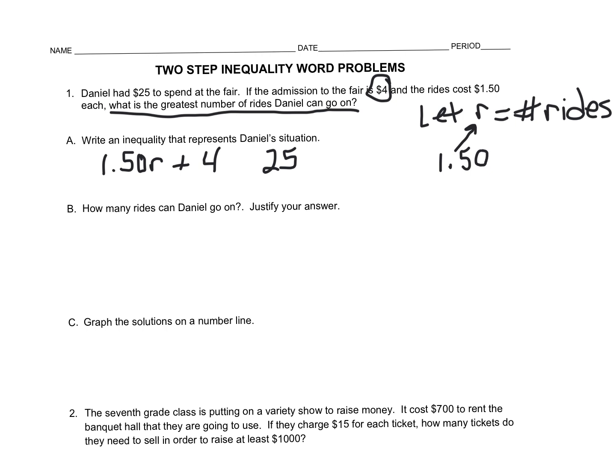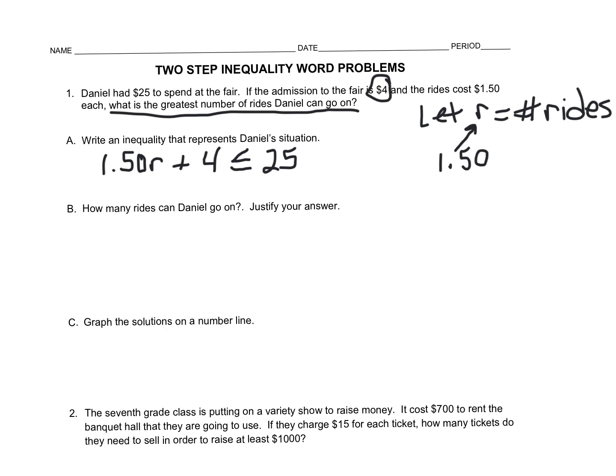So it says, what is the greatest number of rides? I mean, he could spend exactly $25, possibly. So we put less than or equal to. And that's what makes it an inequality, because we don't want an exact amount, we want a range of amounts.